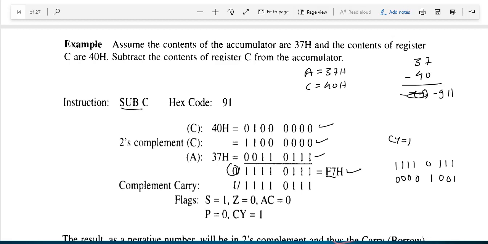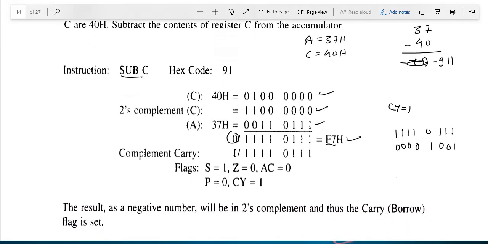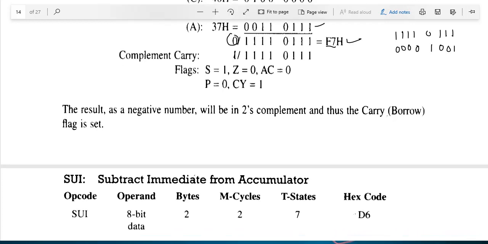In this way, we can do a subtraction with the help of 2's complement addition. So this is done with the subtraction. Because there is no borrow flag in the microprocessor 8085, we will use the carry flag as a borrow flag. We can see here in the example also.